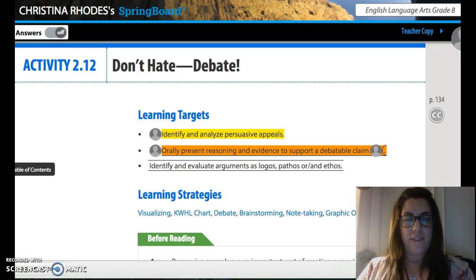All right, we're on activity 2.12. We are starting on page 134. Everybody's starting on this activity today, so we can jump right in. The first learning target, please number them. You have 1, 2, and 3.